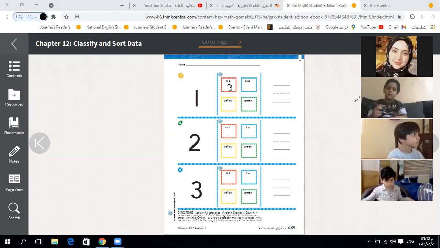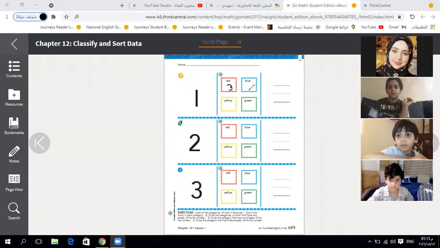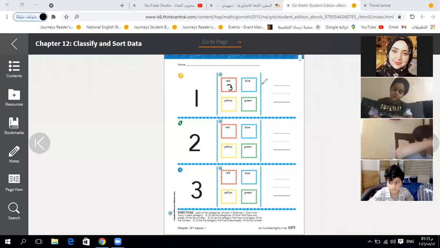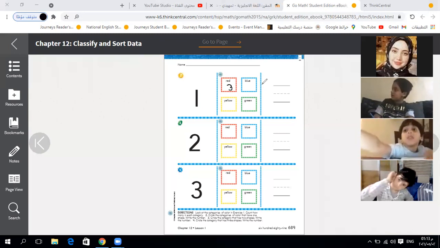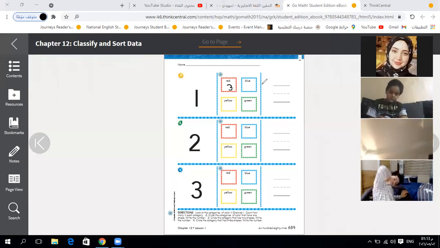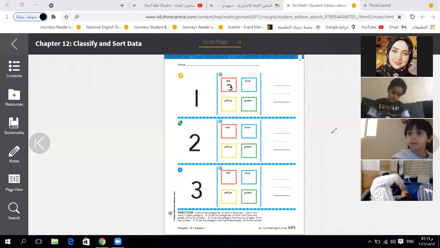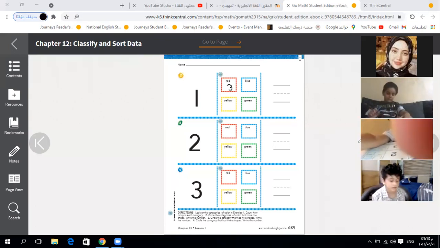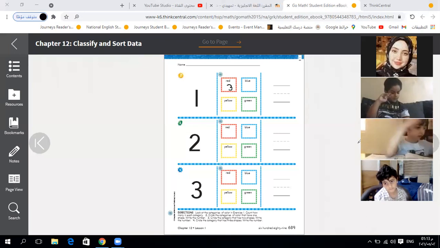Yes, yeah, Yasin. How many blue color shapes in your box? Three blue. Look at your blue box. But we already did it. Yes, Yasin, we placed the shapes in the box. So can you tell me how many blue shapes in the blue box?